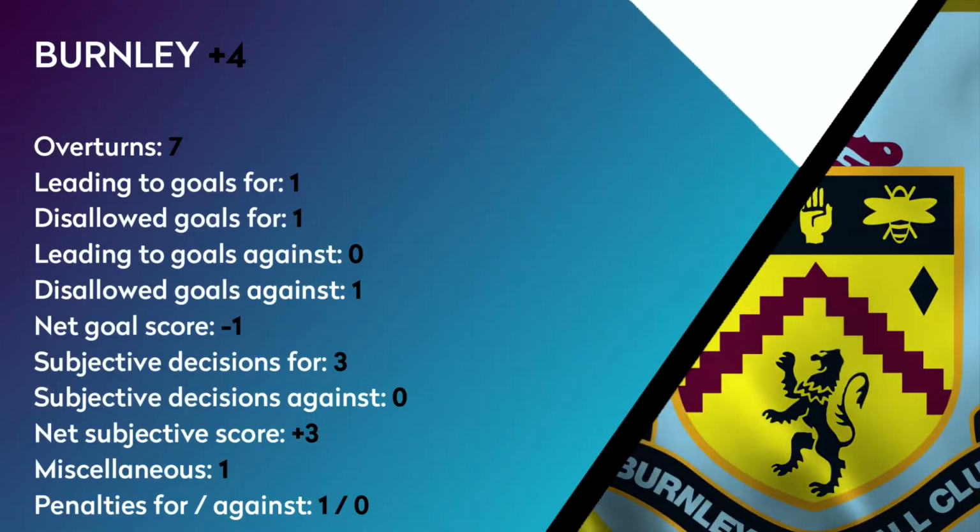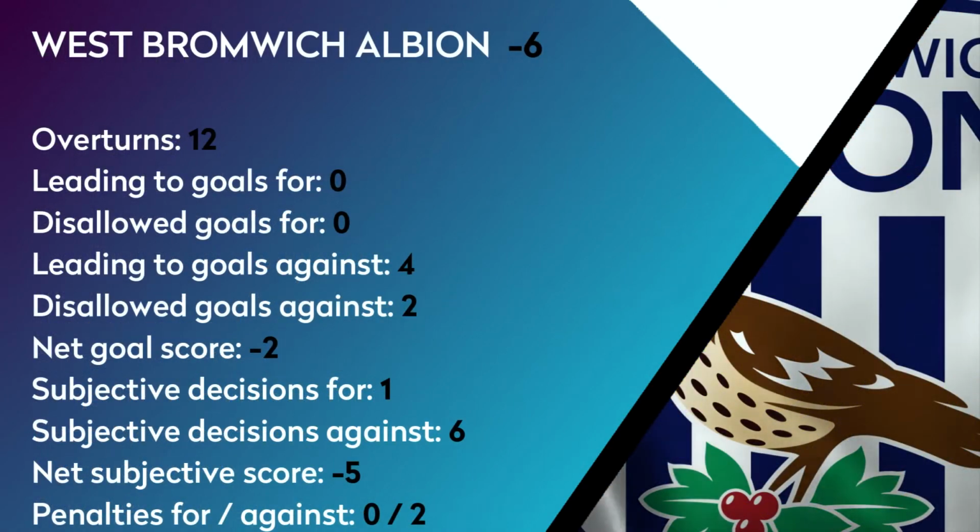It would be Burnley who would benefit the most from VAR that season, with 5 decisions going their way and only 1 against them, giving them a score of +4. Unfortunately for West Bromwich Albion, they would be the ones hurt most by VAR, with only 3 decisions going for them as opposed to the 9 against, giving them an overall score of -6.